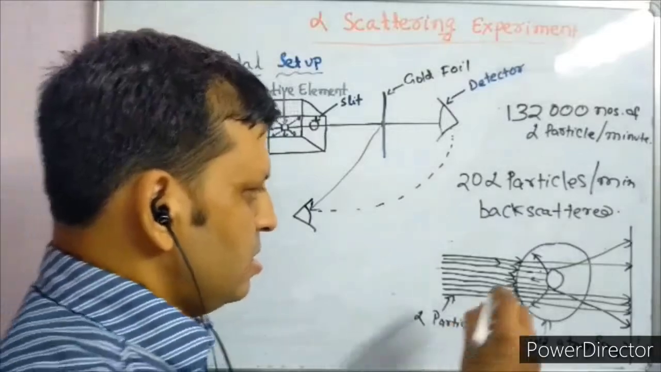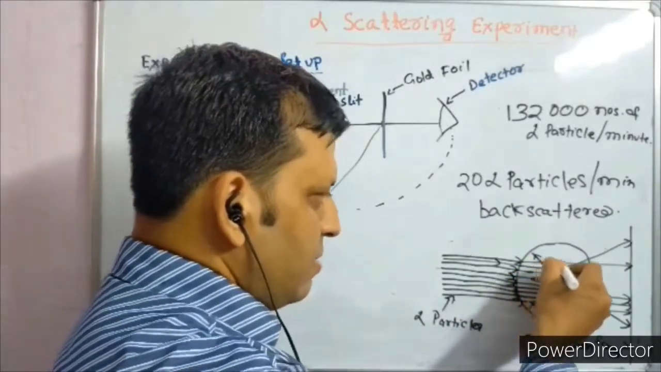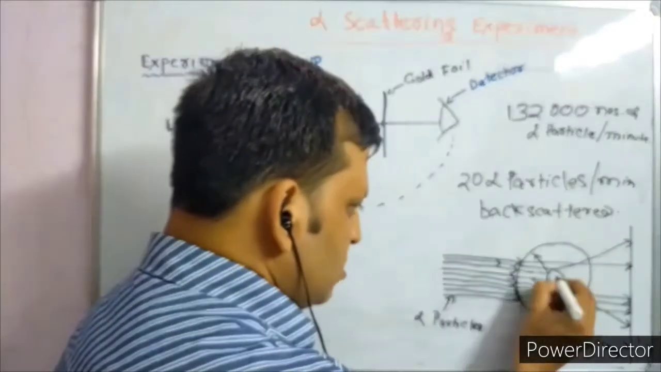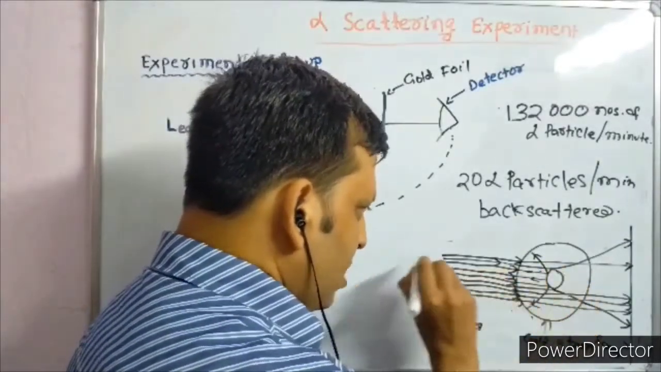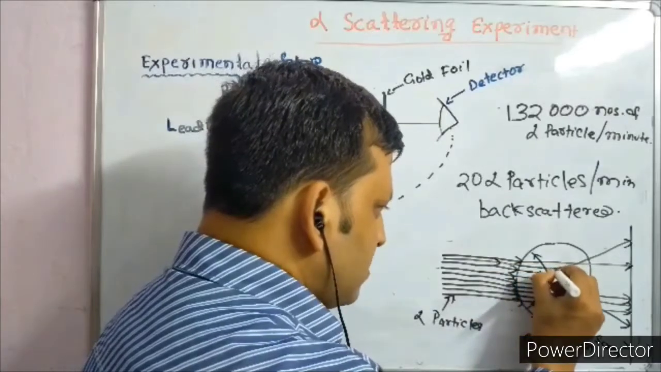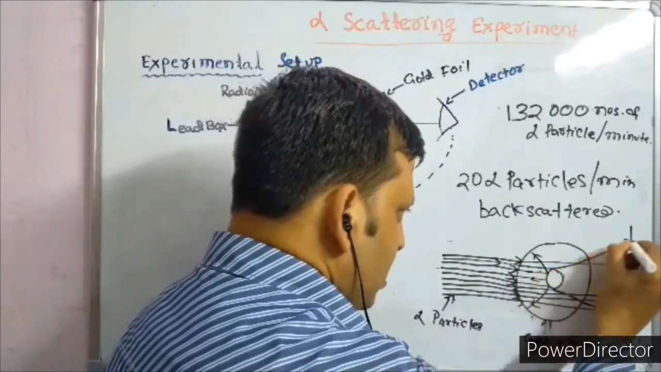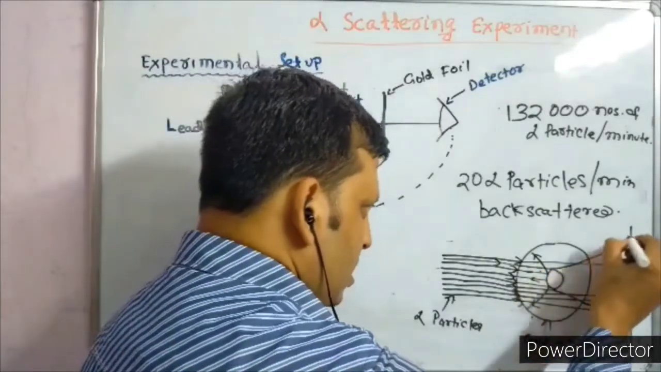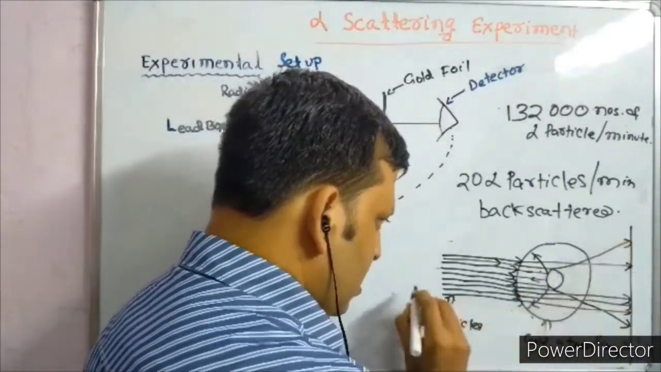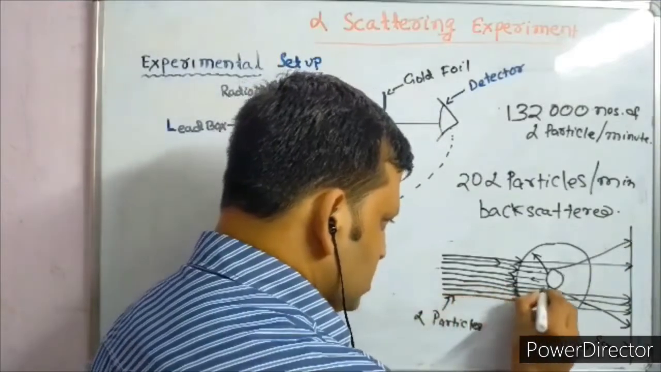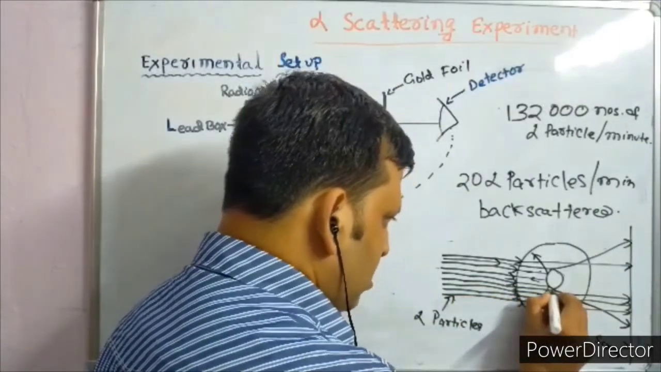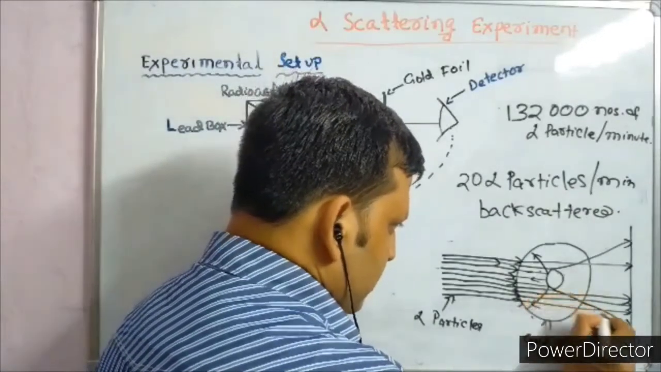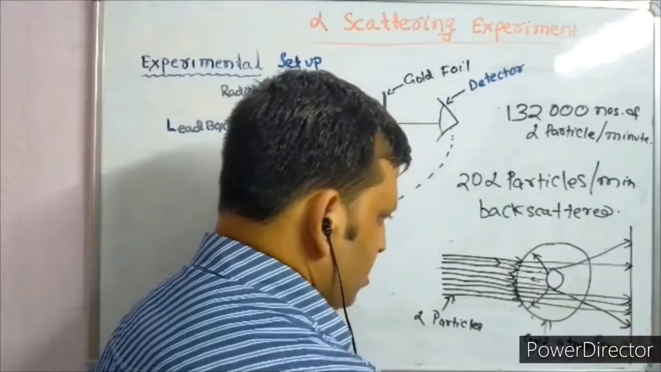However, why did this backscattering or deviation take place? He thought that something is present over here, and when the alpha particle strikes the edge of this, it gets deviated at an angle, at this angle, and strikes the screen over here. When this alpha particle strikes the object or anything that is placed over here, it gets deviated and strikes the screen over here.